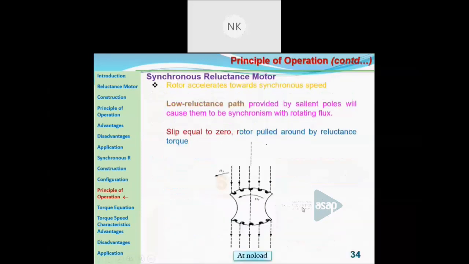So when the rotor accelerates towards the synchronous speed, the low reluctance path will be there, or the maximum inductance will be there. Then you can see the slip will be equal to 0 and the rotor is pulled around by the reluctance torque only. No fundamental torque will be there.